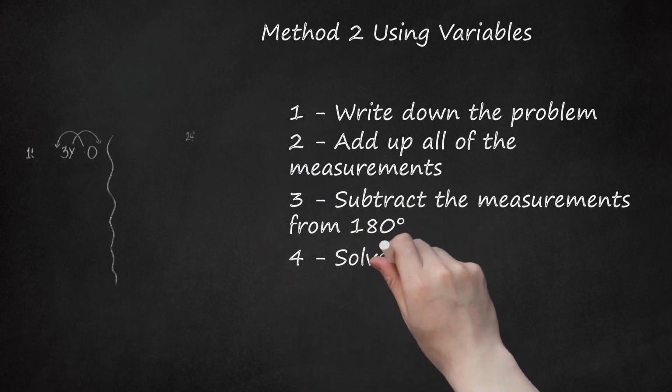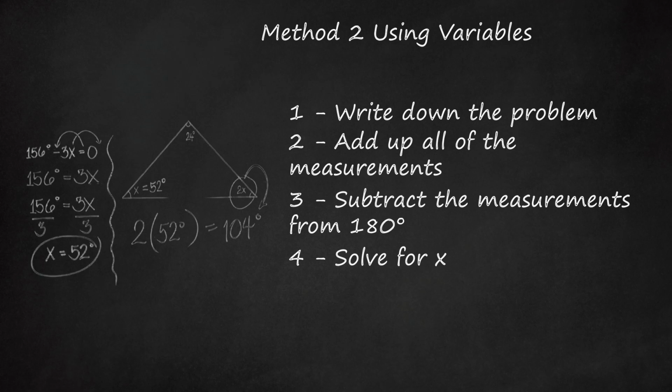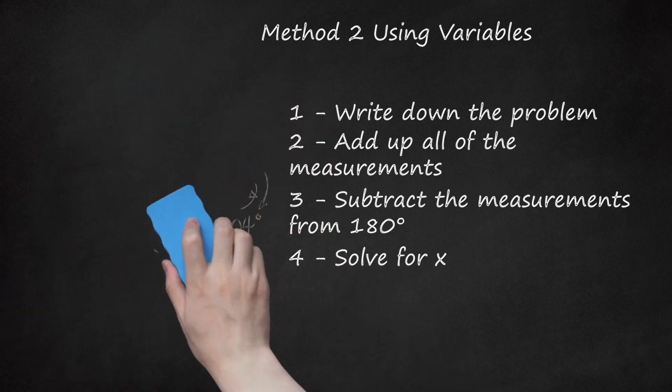4. Solve for x. Now, just put the variables on one side of the equation and the numbers on the other side. You'll get 156 degrees equals 3x. Now, divide both sides of the equation by 3 to get x equals 52 degrees. This means that the measurement of the third angle of the triangle is 52 degrees. The other angle, 2x, is 2 times 52 degrees, or 104 degrees.